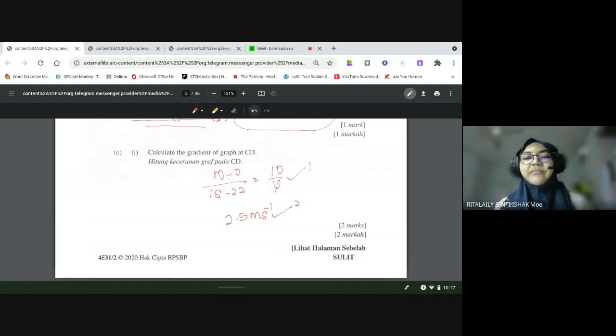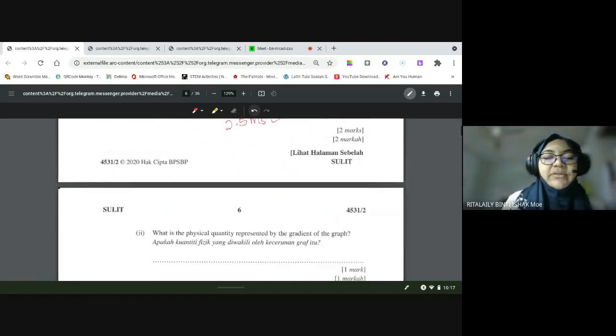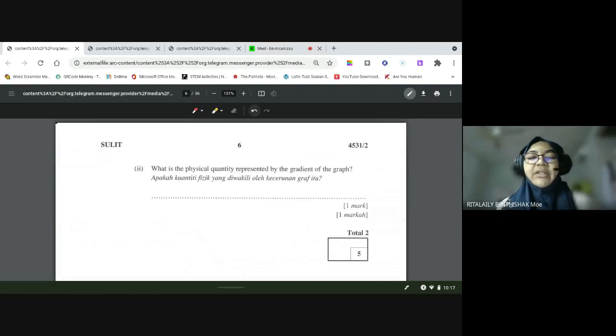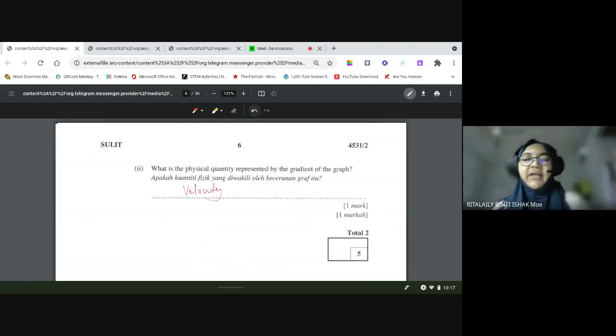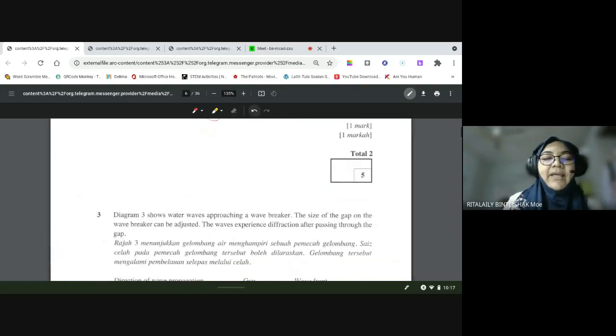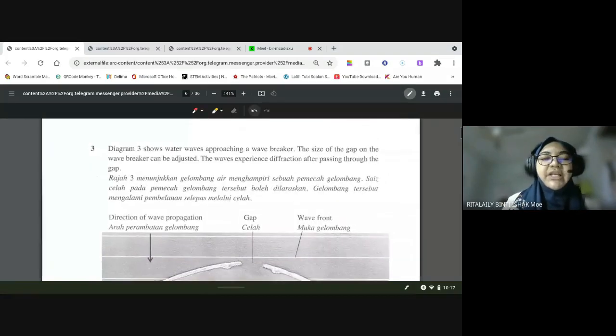Okay. So what is the physical quantity represented by the gradient of the graph? So tadi kita dah tahu gradient mewakili velocity, as Aishwara said, it's velocity. Okay. So let's go to question number 3.